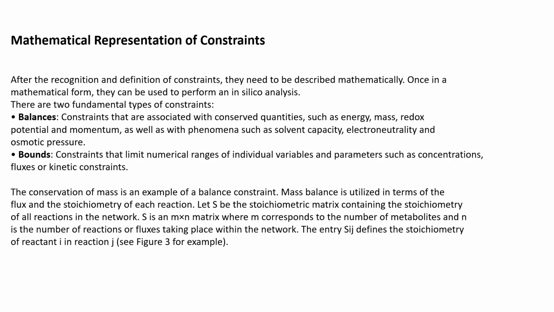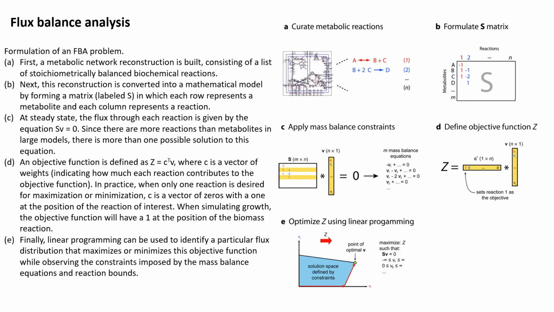Let S be the stoichiometric matrix containing the stoichiometry of all the reactions in the network. We saw how S looks. S is the M cross N matrix where M corresponds to the number of metabolites and N is the number of reactions or fluxes taking place within the network. The entry S_ij defines the stoichiometry of the reactant i in the reaction j, as we saw. Now we come to flux balance analysis.